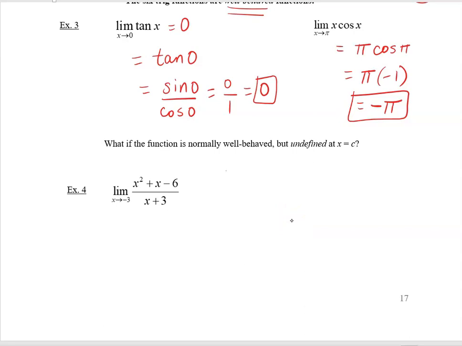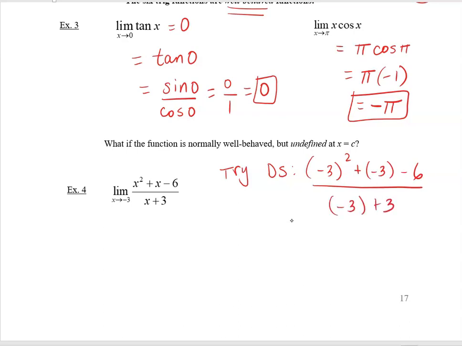Notice that if we try to use direct substitution first here, we would have -3 squared plus -3 minus 6 divided by -3 plus 3. That gives me 9 minus 3 minus 6 over 0, which is 0 over 0. You need to start remembering this rule. I mentioned it previously, but I want to mention it again. Anytime you get 0 over 0, that means there is a hole in the function at that location.